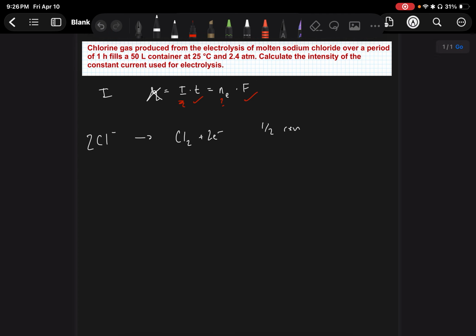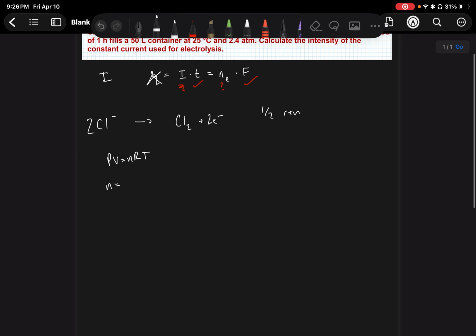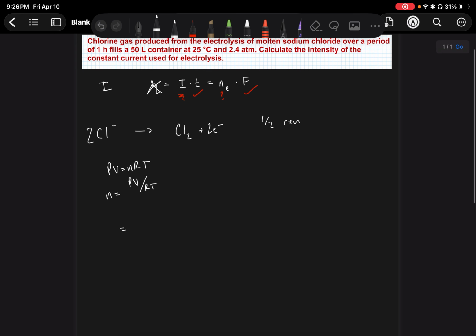It doesn't say anywhere, but we're going to be using PV equals nRT. In other words, we're going to be using the ideal gas law. So just isolate for n. So for moles, n equals PV over RT. Okay, so now we're just going to substitute all these in. Pressure is 2.4 atm. I'm not going to change it because that's a lot of work. Oh wait, I have the other value here, so we can just use this one.